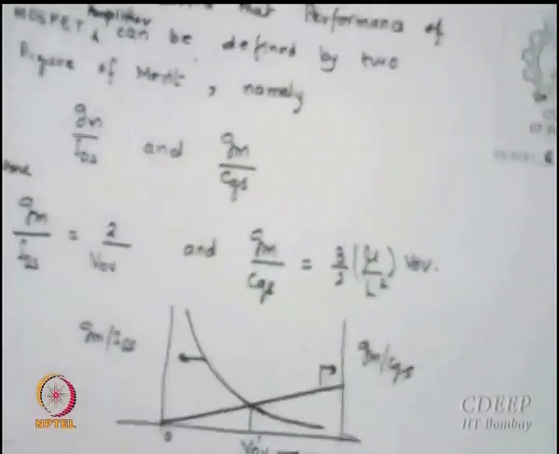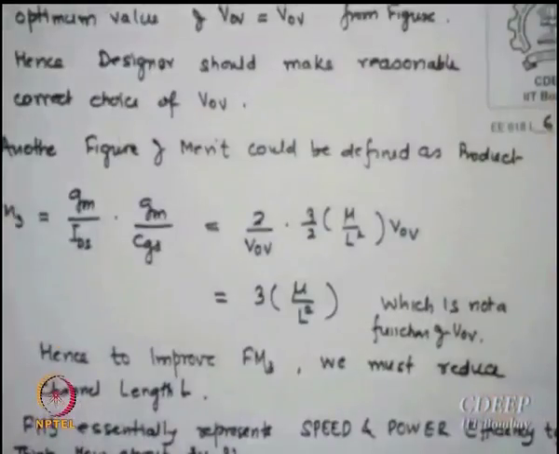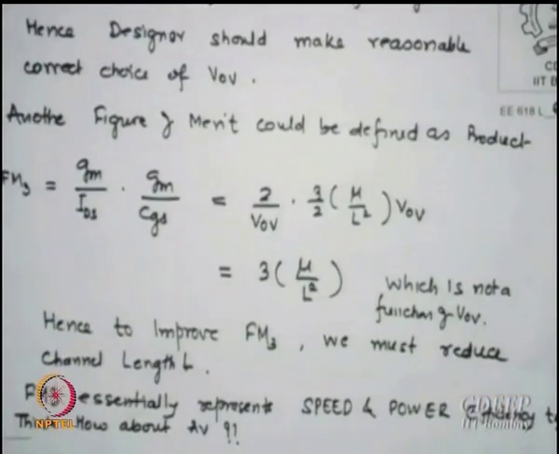If you use even a third figure of merit, which I sometimes suggest, you multiply GM by CGS into GM by IDS, since you want both to be optimal, and call it the third figure of merit. If I substitute the expressions for both GM by IDS and GM by CGS, as 2 by VOV and this, it gives me an interesting expression, which says 3 mu by L square. Mu is technology. Channel length is decided by technology nodes. However, that number you can change, because I need not work on the shortest channel device or the longest channel device. Length can be in my control. Now, this essentially says that this figure of merit has nothing to do with VOV.